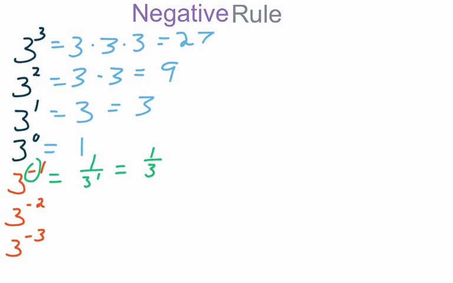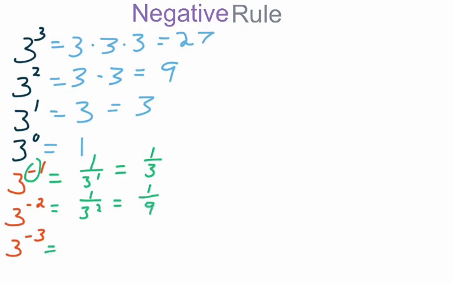So let's say we do 3 to the negative 2 power. Well, what am I going to do? I'm going to go 1 over 3 to the positive 2. So I put it over 1 and then I take away the negative. And then if I solve it out, that would be 1 over 3 squared, which is 9. 3 times 3 is 9.